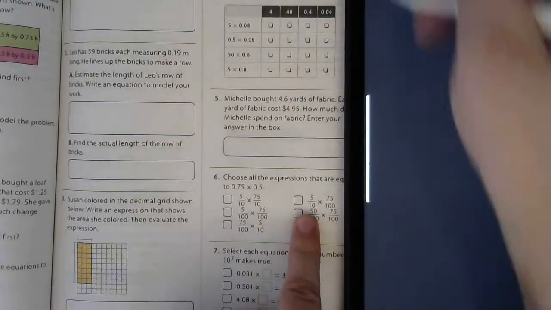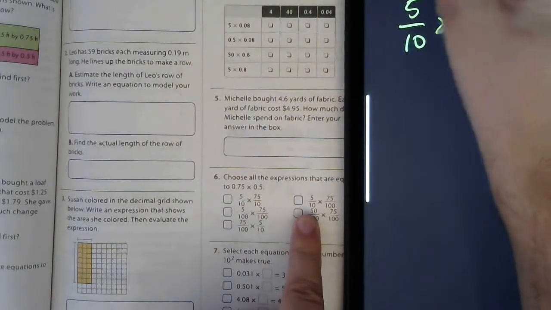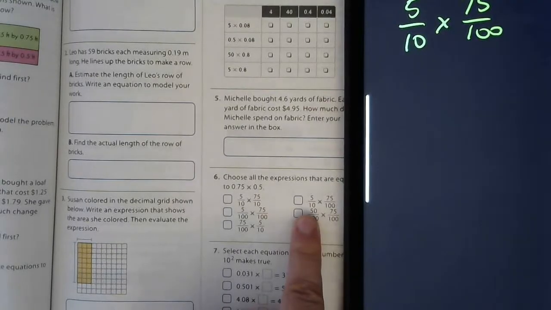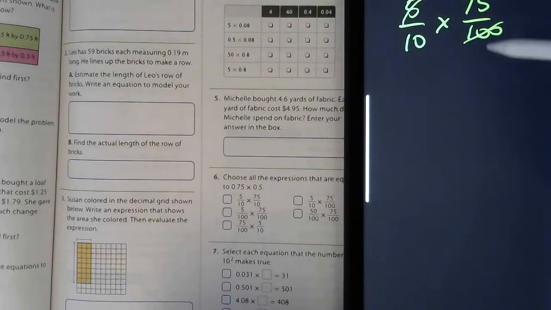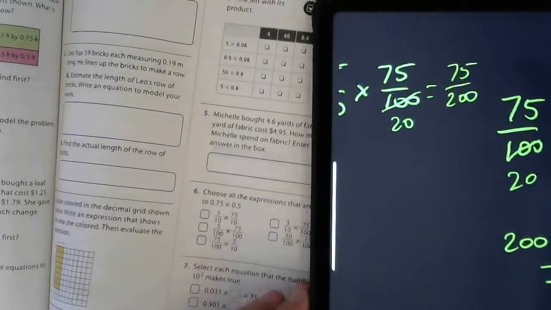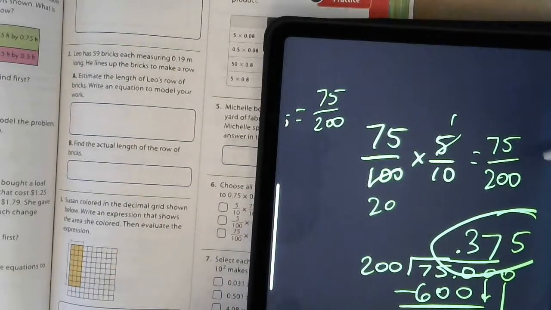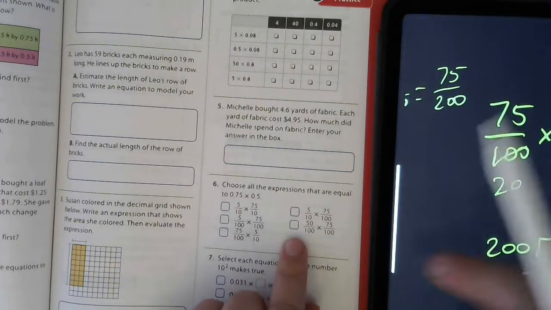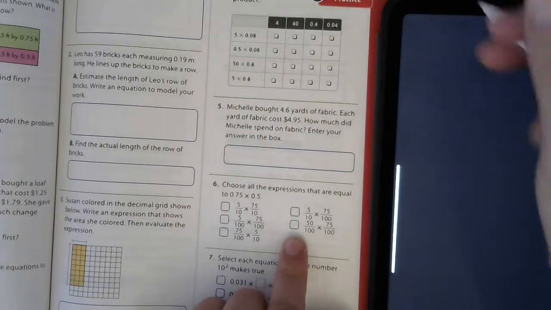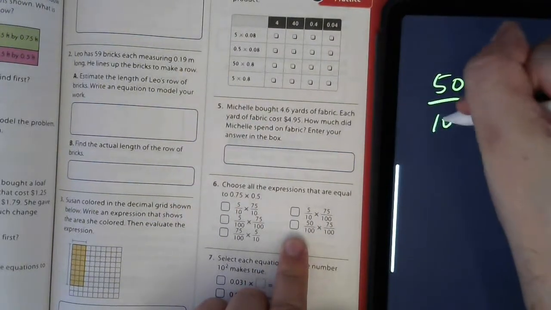Sorry. Got a couple more over here that I've been covering up. Here we are. We have 5 tenths times 75 hundredths. Once again, we can use cross simplification. 5 goes into 5 once. 5 goes into 100 20 times. Right? We end up with 75 over 200. Does that remind you of anything? Look, 75 over 200. So we know that's going to break down to 375 thousandths. So we know this one has to be correct. And finally, we have 50 over 100 times 75 over 100.